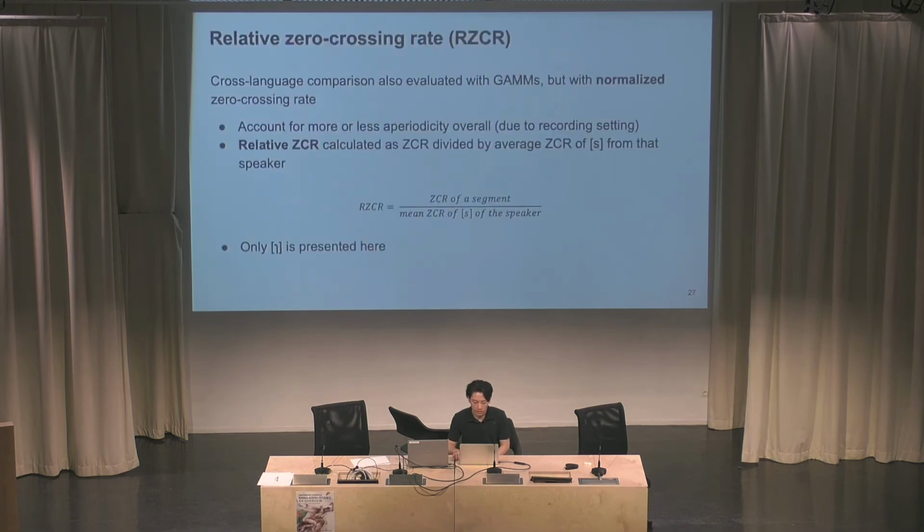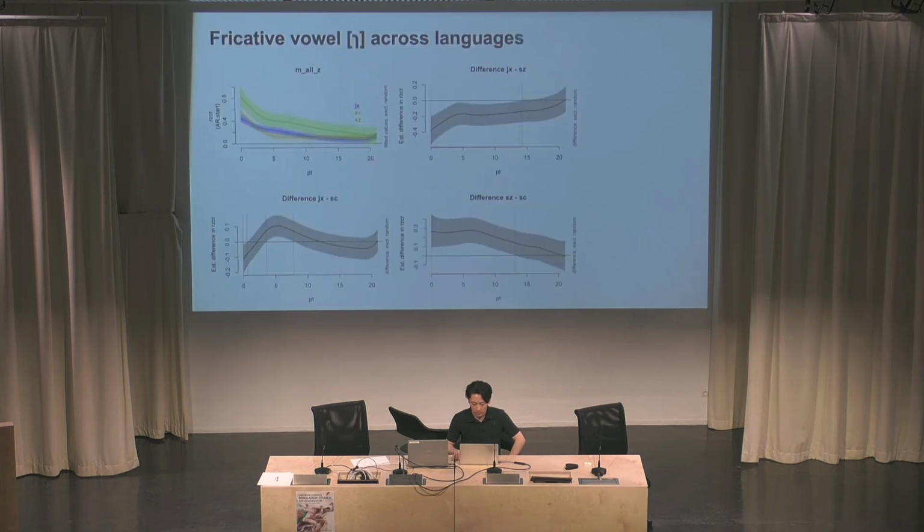Now let's look at the results of cross-language comparisons. The cross-language comparison is evaluated with GAMs, but with normalized zero crossing rates. This is because the recording setting may introduce differences in zero crossing rates. So the overall conclusion is that the Suzhou apical vowel is more fricated than the Jixi apical vowel, which in turn is more fricated than the standard Mandarin apical vowel.